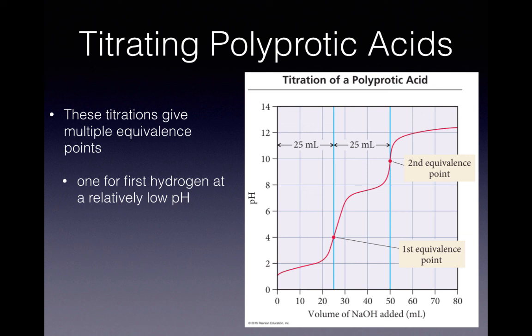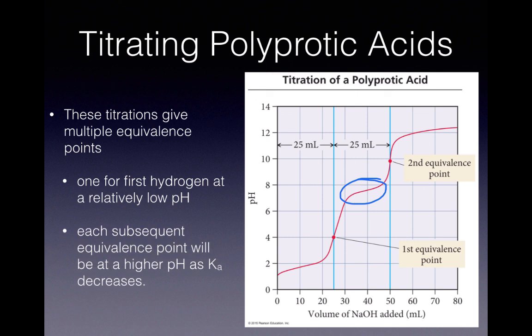And then once that first titration is finished, it goes back into another buffer region just right around this place here. And then we hit a second equivalence point where the pH goes shooting up once again at a higher pH, and if we had a third H plus that needed to come off, it would be at a higher pH even still. And this is because the Ka is decreasing. It's requiring more and more H plus to take that off.